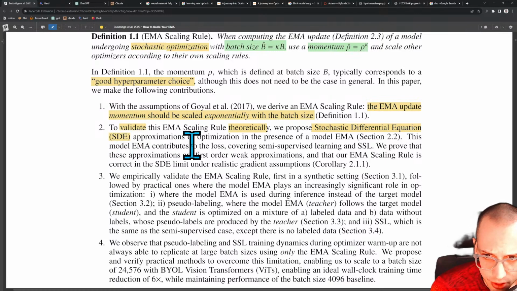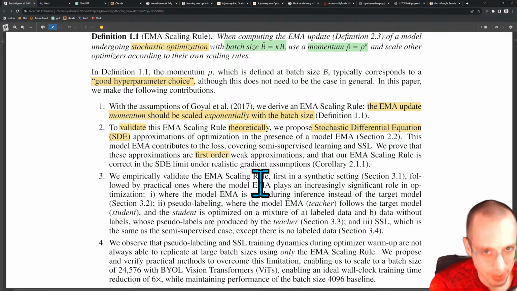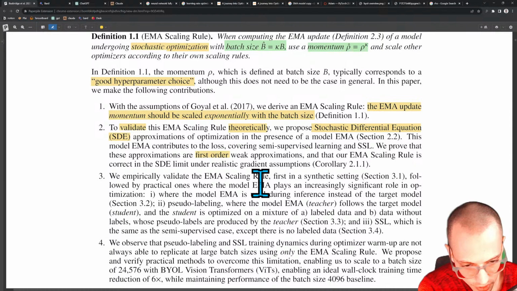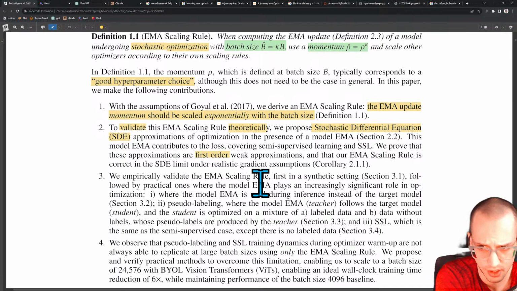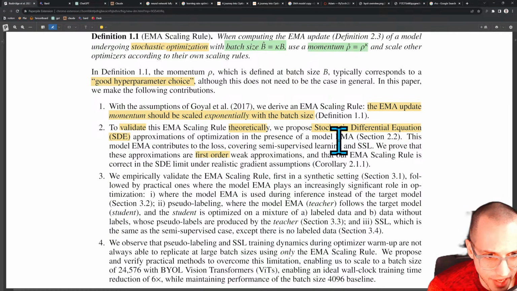This model EMA contributes to the loss covering semi-supervised learning in SSL. We provide that these approximations are first-order weak approximations. So first order means they only account for first-order effects, not second-order effects, third order. Generally, first order is just the equation, second order is the derivative of the equation, third order, the derivative of the derivative, and so on. And that our EMA scaling rule is correct in the SDE limit under realistic gradient assumptions.